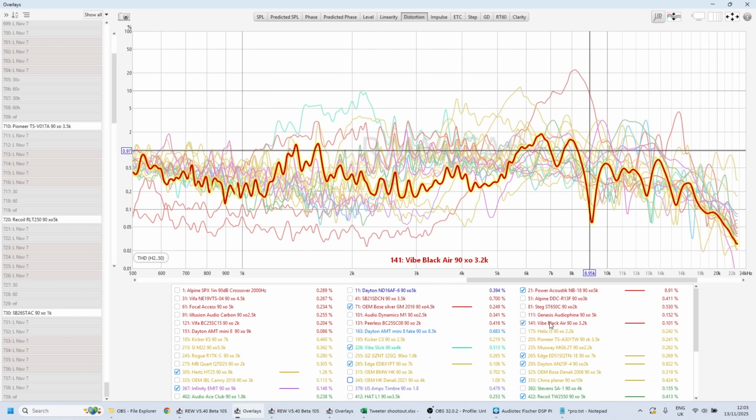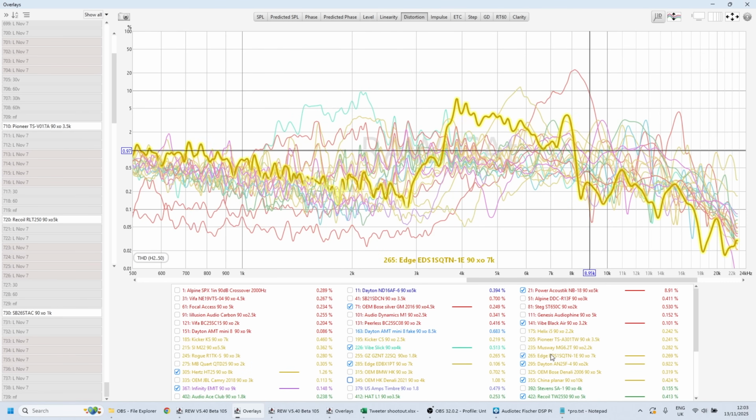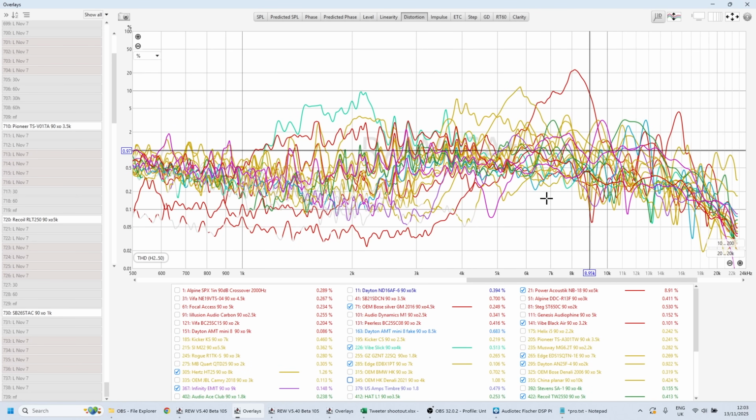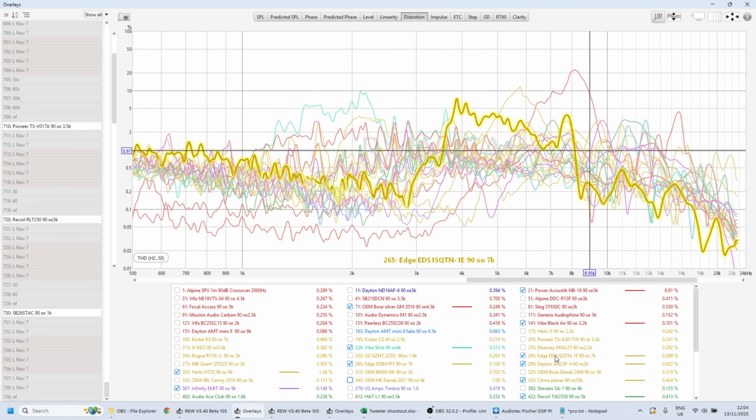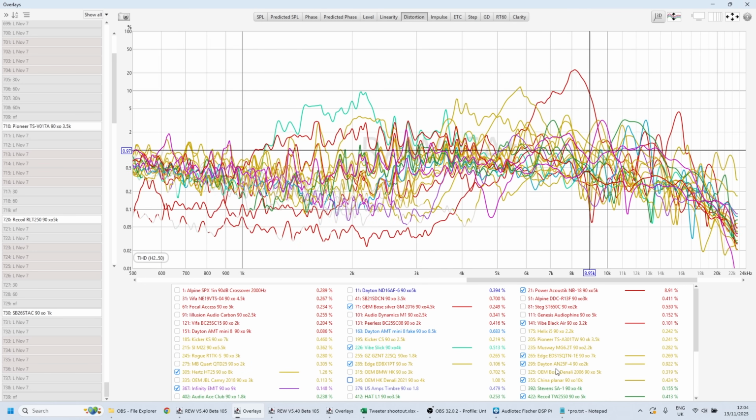So this one, we're gonna keep it as a bad one. Another Edge driver, this is the horn loaded one, and even crossed at 7K, which the crossover is here, it still doesn't remove the distortion at 4 and 5K, and it's 5%. This is bad.